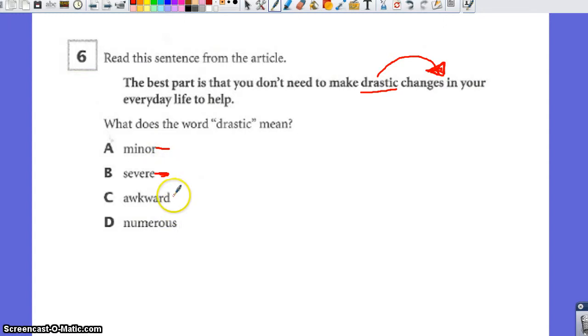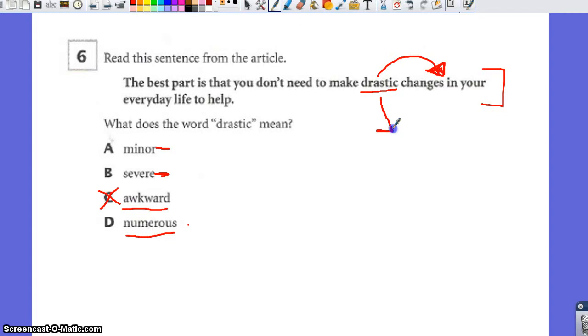Can you make awkward changes? You could, but it's not the best fit. People don't usually describe changes in their lives as awkward. It's not the best adjective. Could you make numerous changes? Yeah, you really could. So just from these answer choices and from the little bit of context clues within the sentence, this is another type of question where I have to go back into the passage.